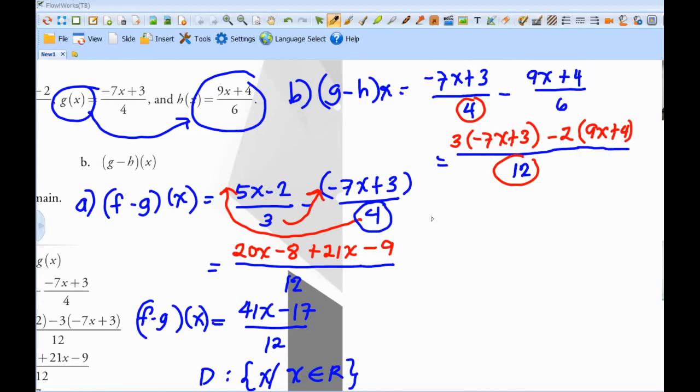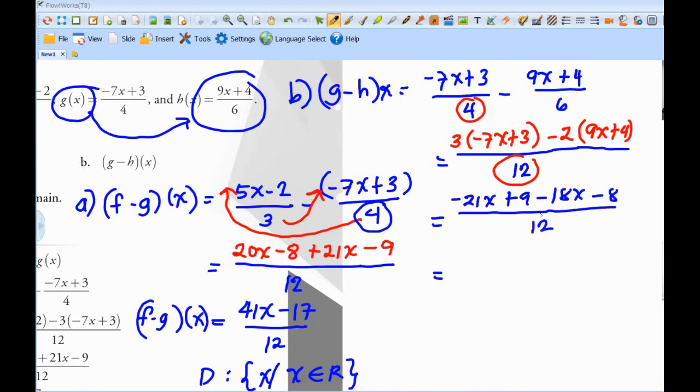Right? So then distribute 3 by negative 7x. It's negative 21x. 3 times 3, it's 9. Negative 2 times 9 is 18x. Negative 2 times 4 is negative 8. All over 12.